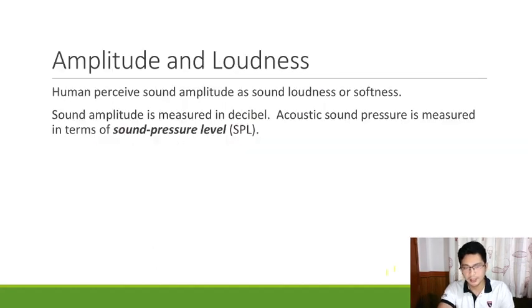Kapag 120 dB na yung level ng sound natin, that is already the threshold of pain. So yung kanina, 0 dB, that is the threshold of hearing, yung faintest sound na pwede nating marinig. And the threshold of pain naman is 120 dB. Meaning at 120 dB, sobrang sakit niya na sa tenga.